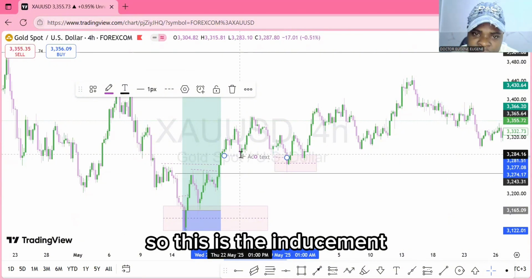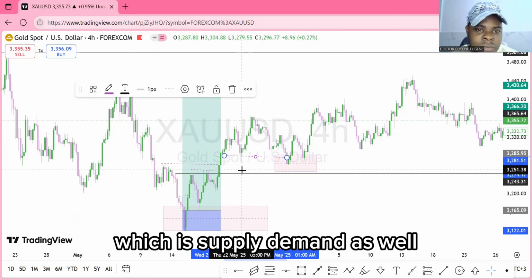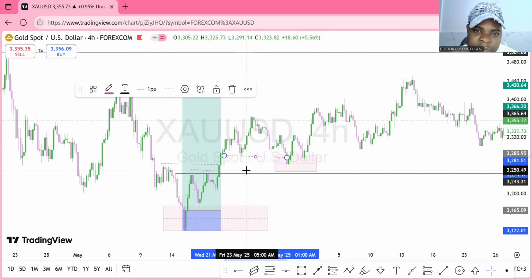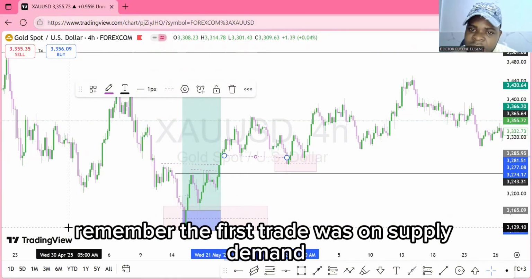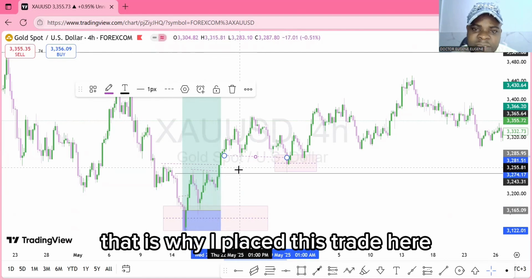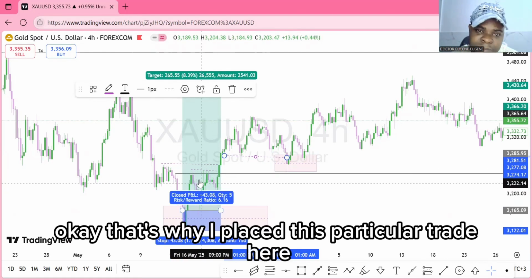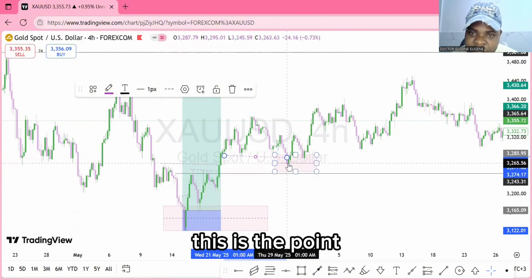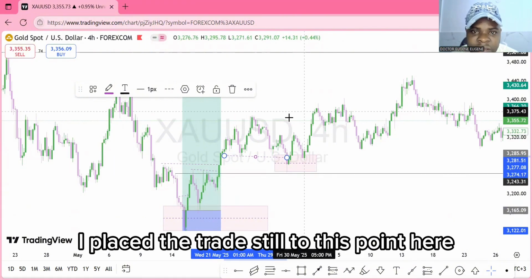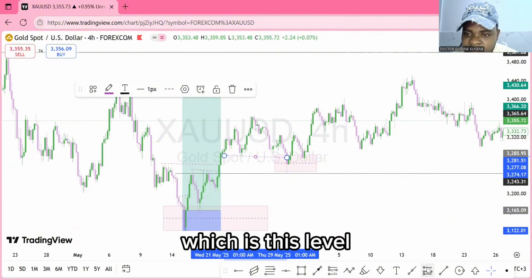So this is the inducement, and this inducement is very close to this point, which is supply demand as well. Remember, the first trade was on supply demand, the second one was as well supply demand. That is why I placed this trade here. Okay, that's why I placed this particular trade here. This is the point I placed the trade, still to this point here. I placed this trade still to the major point here, which is this level.